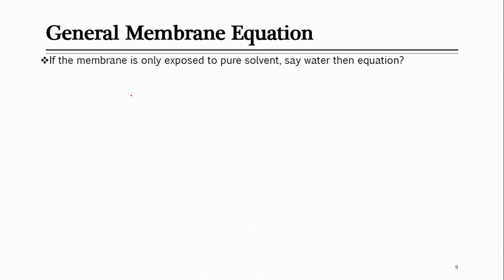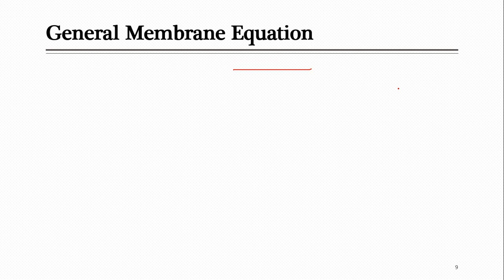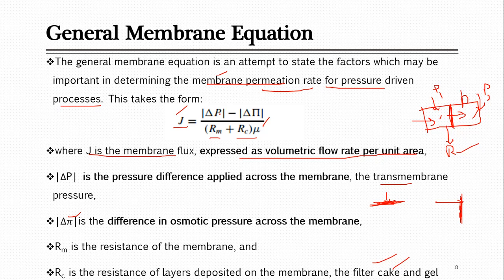So for example, if your membrane is exposed to only pure water, so we say that the pure solvent is only water passing, then how will this equation change? For example, we consider a membrane system in which there is pure water and you place just a semi-permeable membrane. As you have seen in one of the examples where we started, there was a tube with a semi-permeable membrane in between, and pure solvent water on both ends.